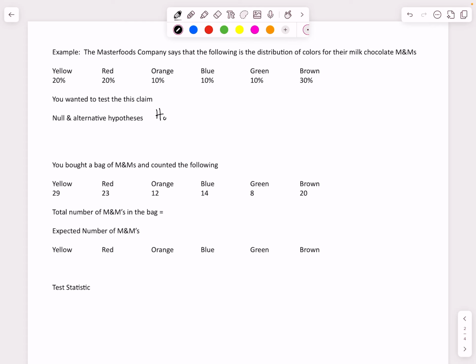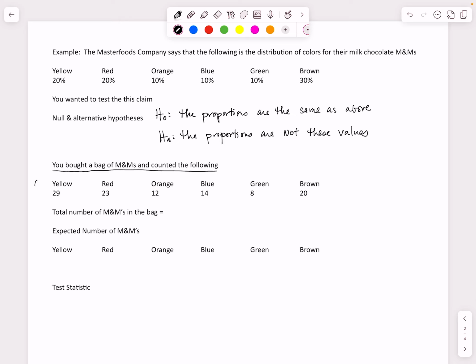So what our null hypothesis is going to be, and I'm just going to shorten it, is the proportions are the same as listed above, just so I don't have to repeat it. And my alternative is the proportions aren't these values. And I bought a bag of M&Ms, and these were my observed values. I had 29 yellow, 23 red, etc. These were my observed values.